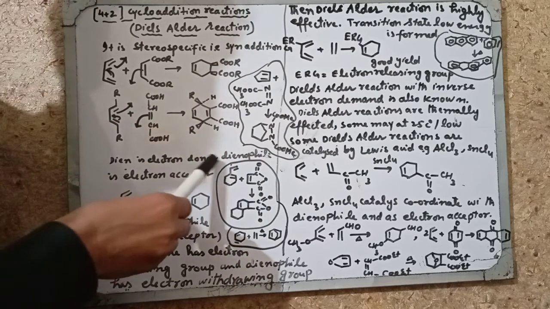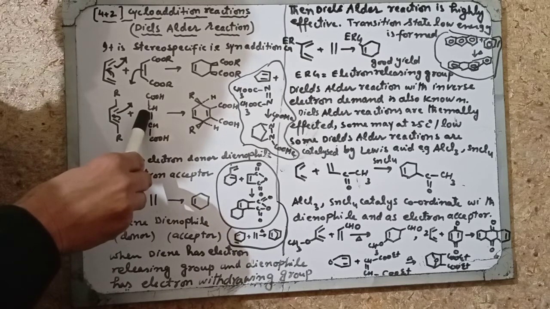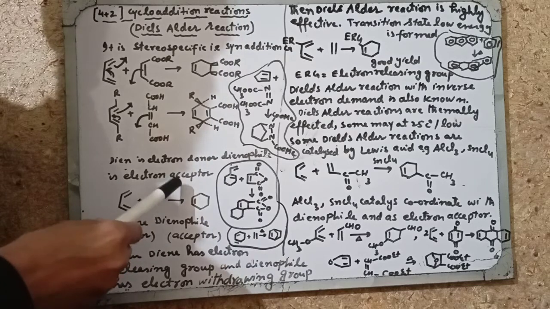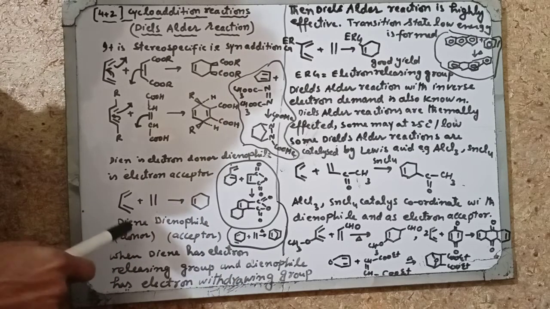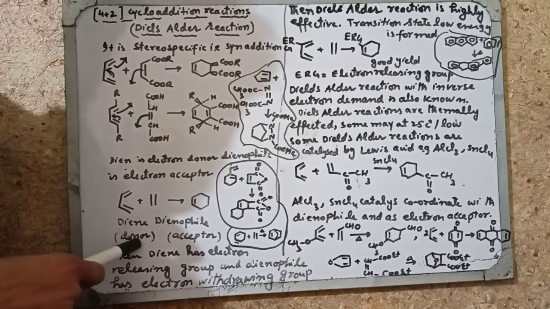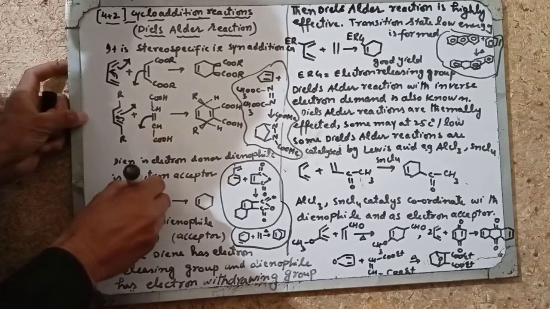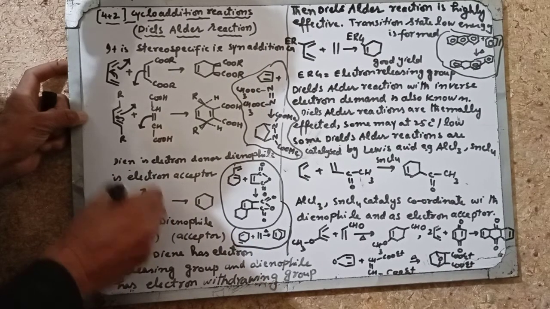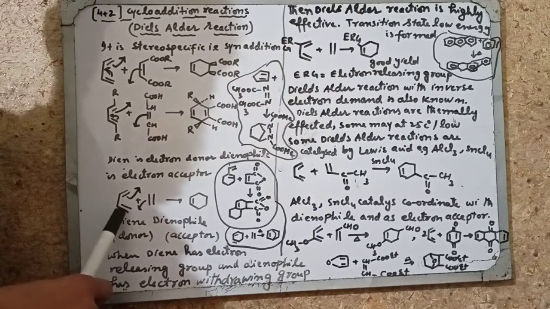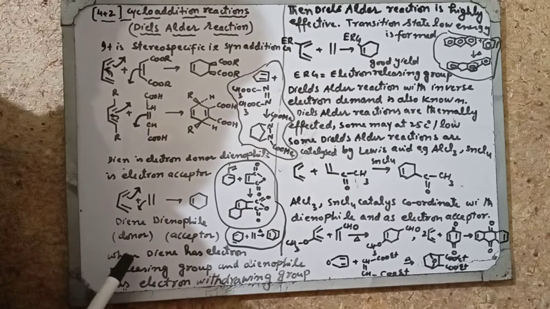A diene is an electron donor. In these reactions, basically, the diene is the electron donor and the dienophile is the electron acceptor. Like this is the diene, this is the dienophile, ethene. This is the donor and this is the electron acceptor. Like this reaction, when this is 1,3-butadiene and this is ethene, cyclohexene is formed.